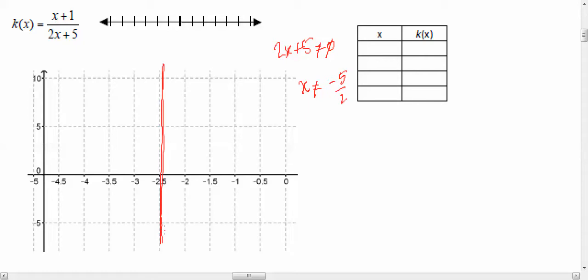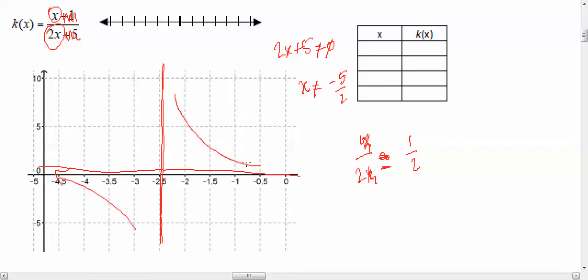As far as the horizontal asymptote goes, I basically can disregard this 1 and this 5. I only really care about the leading terms, not just coefficients, but the leading terms. The leading terms in this case are x over 2x. So essentially this is equal to 1 over 2, because the x will cancel out with the other x. So I know that this graph tapers off to 1/2. So I think that the graph looks like this.